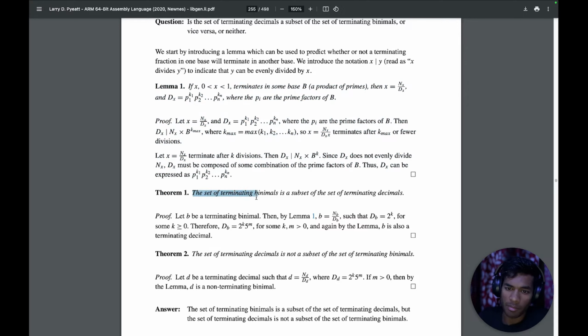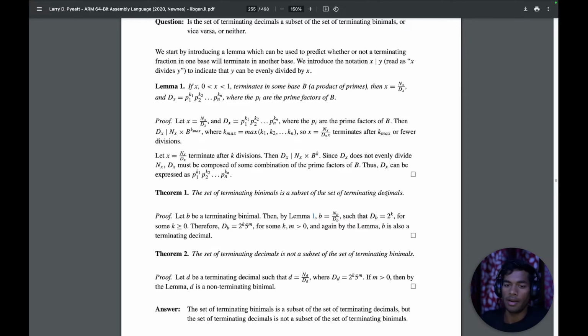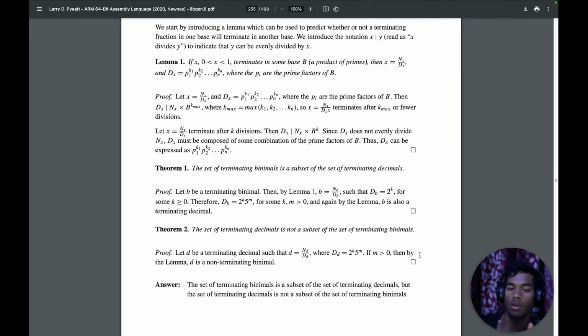The set of terminating binary binomials is a subset of terminating decimals. Huh. The set of terminating binaries is a subset of the set of terminating decimals. That is, we can represent fewer numbers in binary with finite digits than we can represent in decimal. Proof is here, right here. Then the set of terminating decimals is not a subset of terminating binomials. That is, they are not equal.